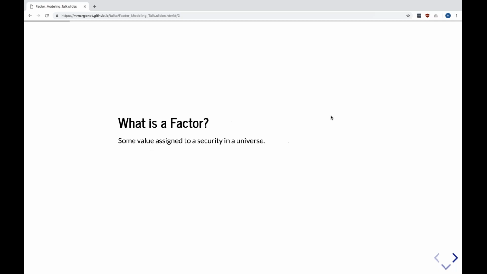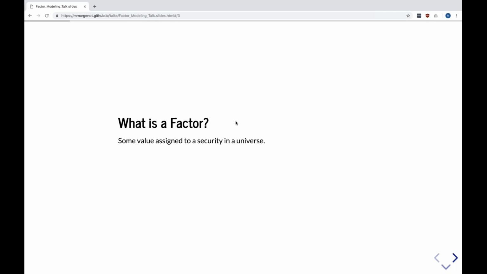So let's actually get into it. What is a factor? I'm talking about factor modeling, so let's start with the first definition that we want, a factor. I'm going to define it as some value that is assigned to some security in the universe. And this can be any value. Ideally, it is some value that is in fact related to that factor.